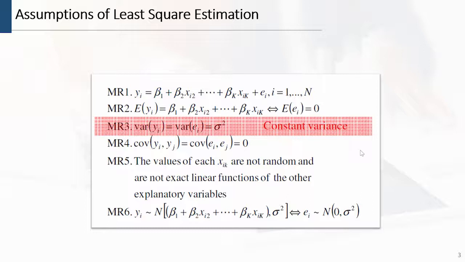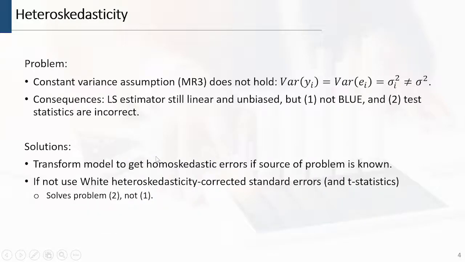Okay, so first of all, what is the definition of heteroscedasticity? We know that there are a number of assumptions behind least square estimation, and heteroscedasticity is related to the third assumption. So basically, the problem is the following. The third assumption of least square estimation is that the variance of y, or the variance of the error term, should be constant for all different observation units, and it should be equal to something like sigma square. It's a constant.